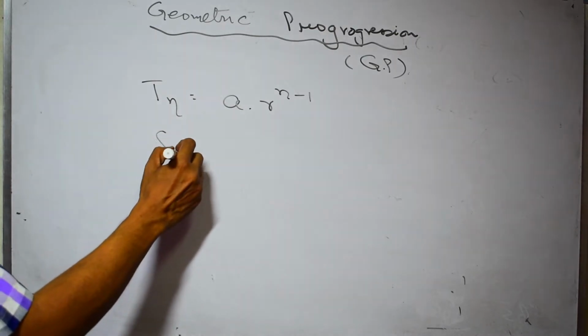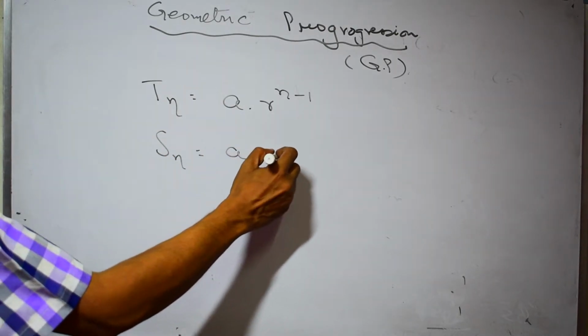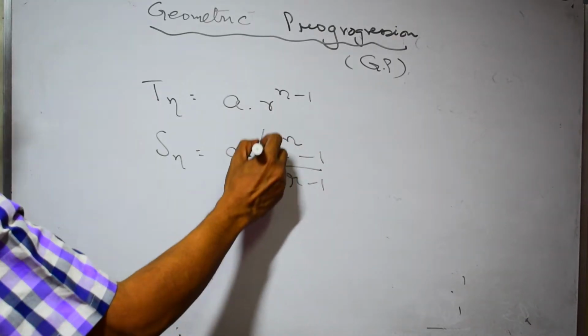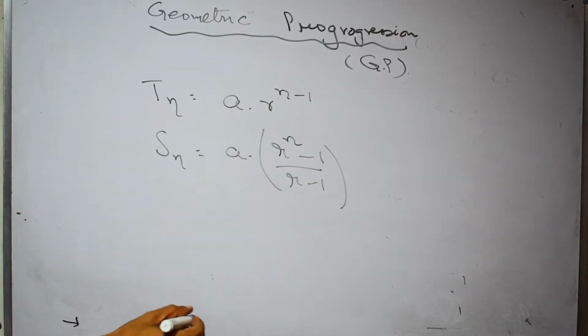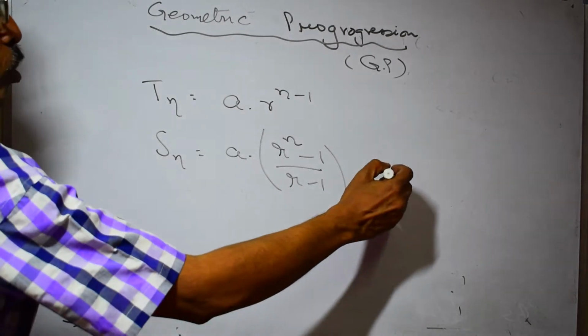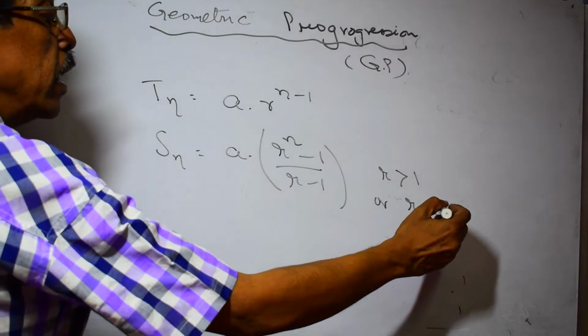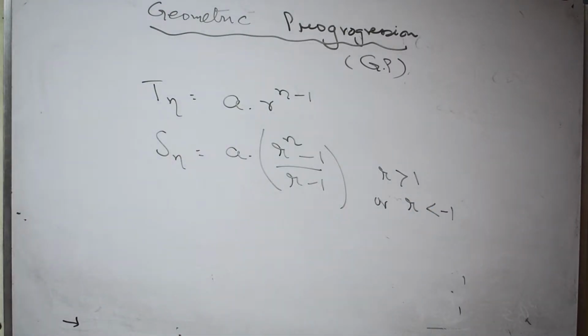Whereas the sum of n terms will be A times (R to the power n minus 1) by (R minus 1). This is multiplied with A, but there is a provision that R should be greater than 1 or R can be less than minus 1. That means the value of R should be more than 1 or R should be less than minus 1. So it can't be possible that R is equal to 1.